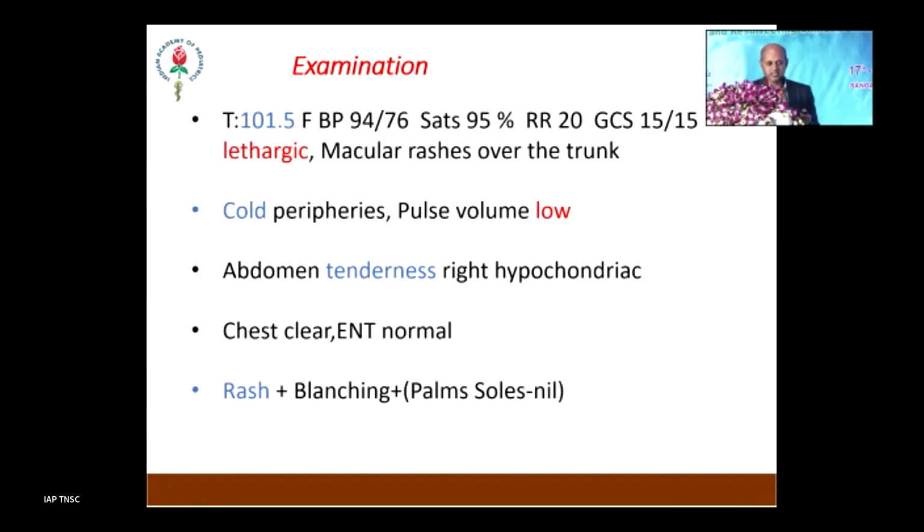When we examined this child in the emergency department, the temperature was 101 with a blood pressure of 94/76, saturation well maintained with a respiratory rate of 20. The child was lethargic with maculopapular rashes over the trunk and cold peripheries, the volume of the pulse was low, the abdomen was tender in the right hypochondriac region, the chest was clear, and the rest of the examination, except rashes and blanching palms and soles, was quite normal.